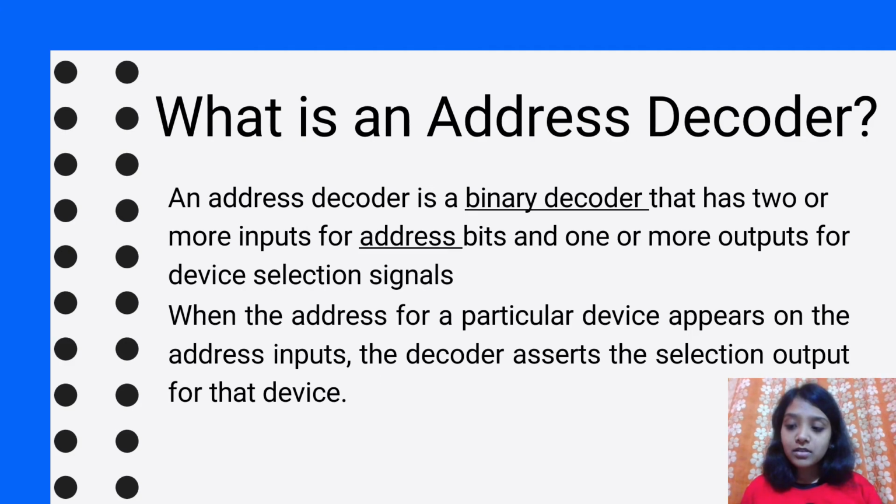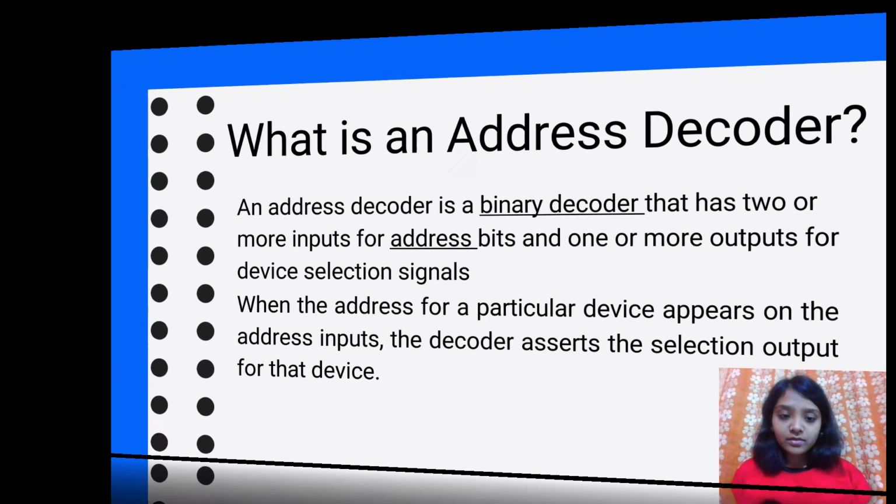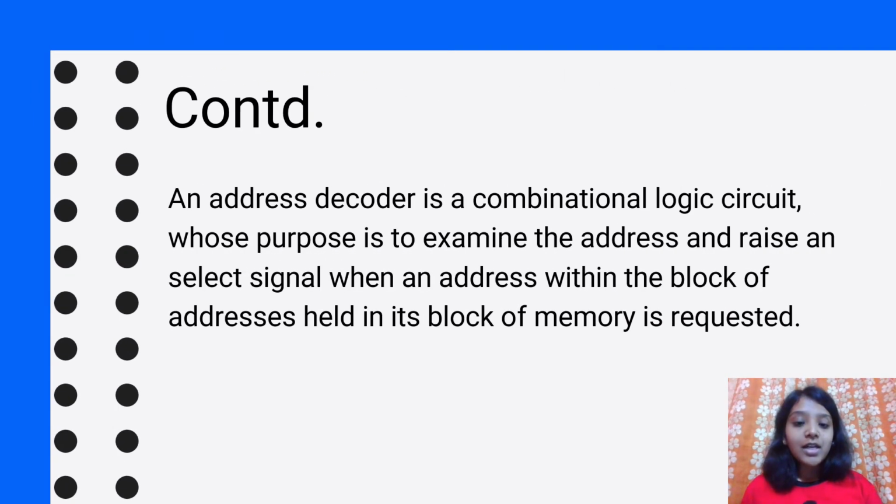CPU. An address decoder is a combinational logic circuit whose purpose is to examine the address and raise a select signal when an address within the block of addresses held in its block of memory is requested. I'll explain this in the upcoming slides.